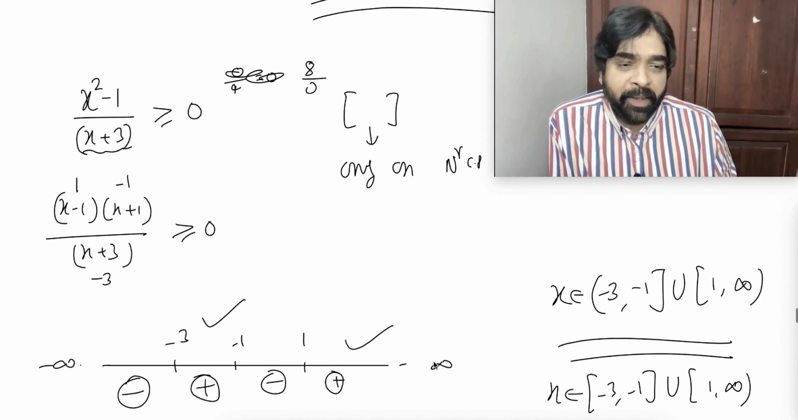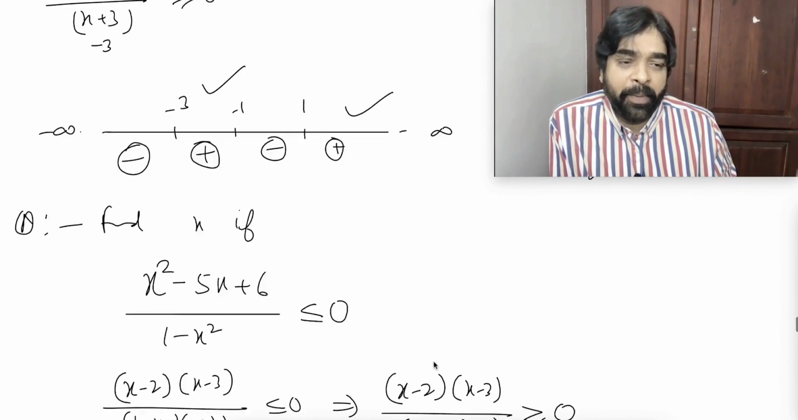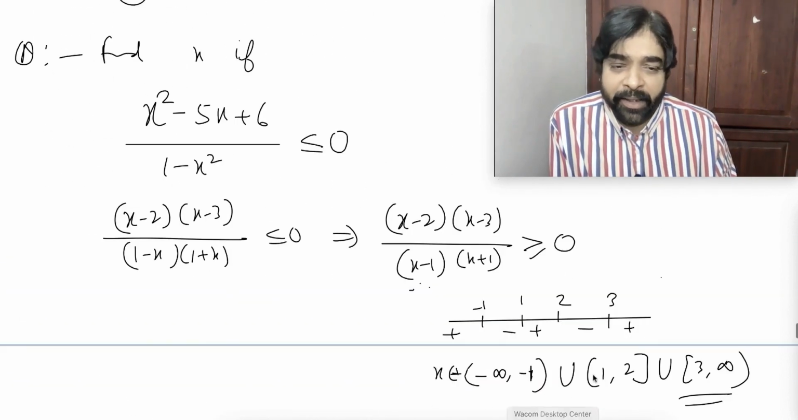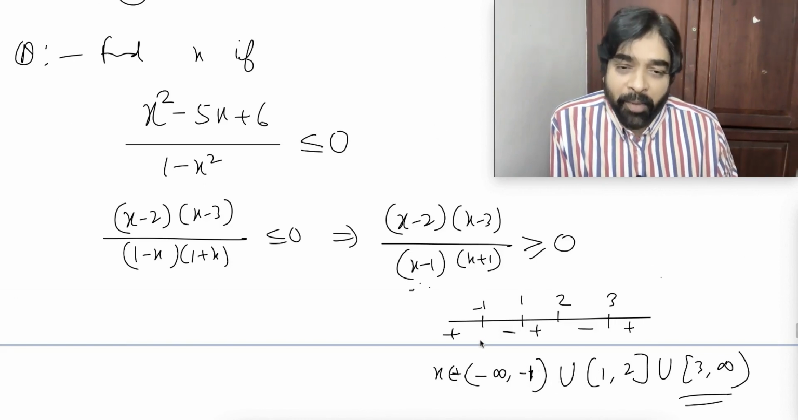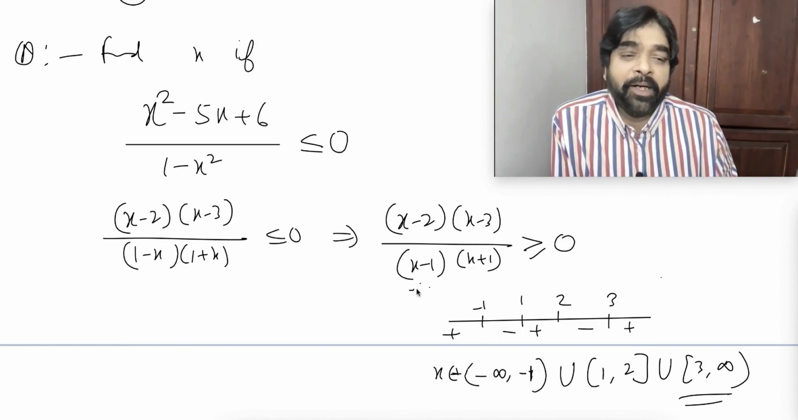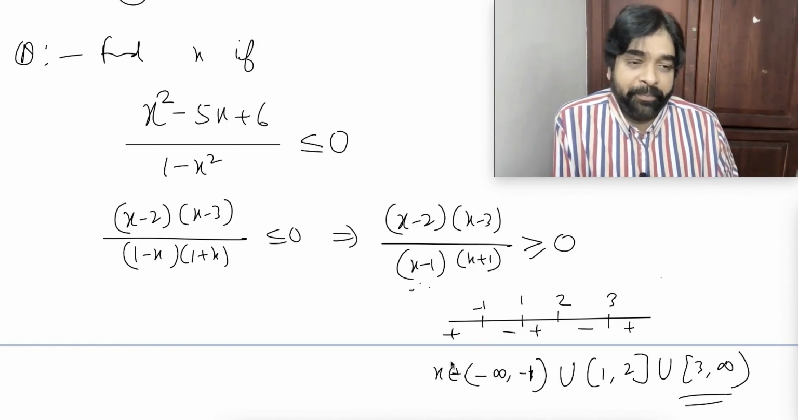Somebody is asking why it's an open bracket at 1. Bhai, how many times will I explain? The denominator critical point should always be open.